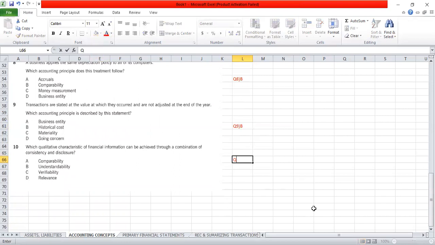The last question from this topic. Which qualitative characteristic of financial information can be achieved through a combination of consistency and disclosure? It is comparability, which is A from our question.